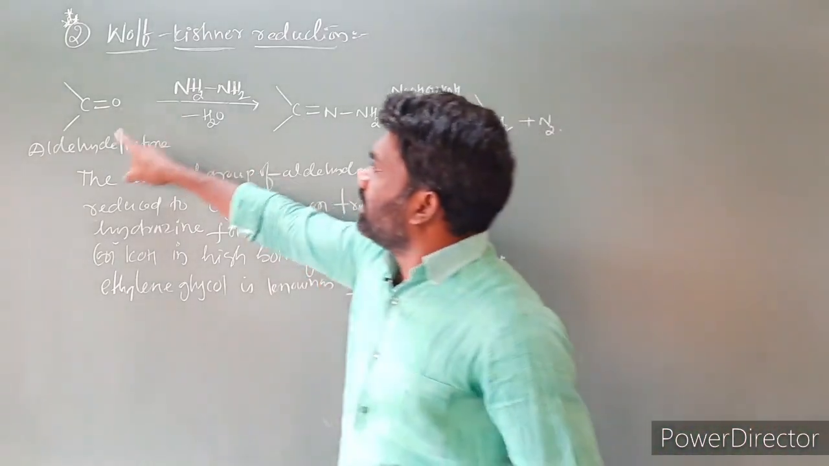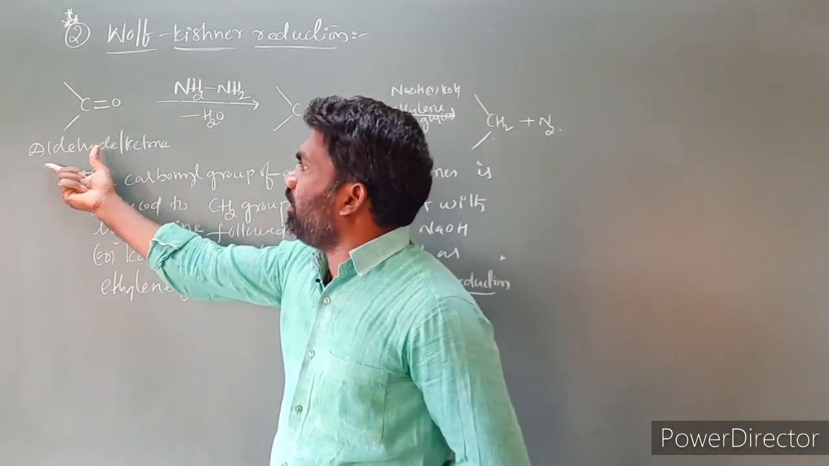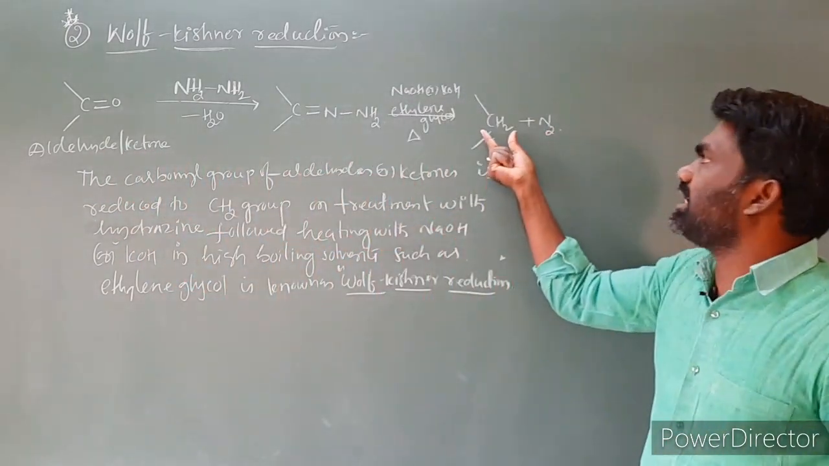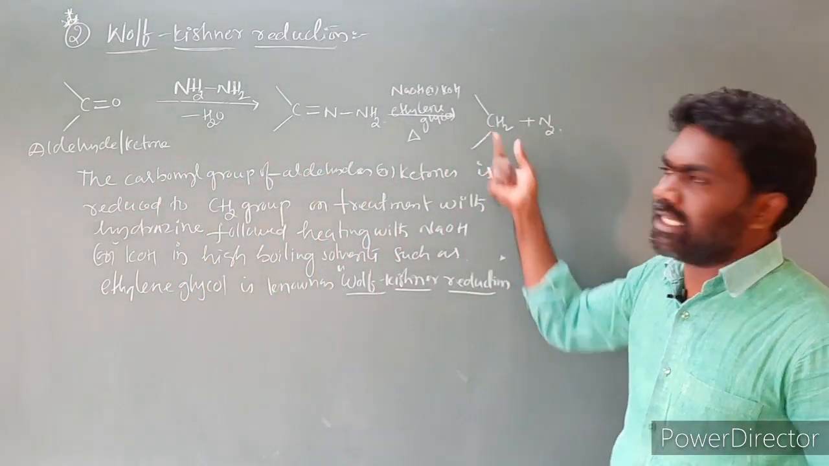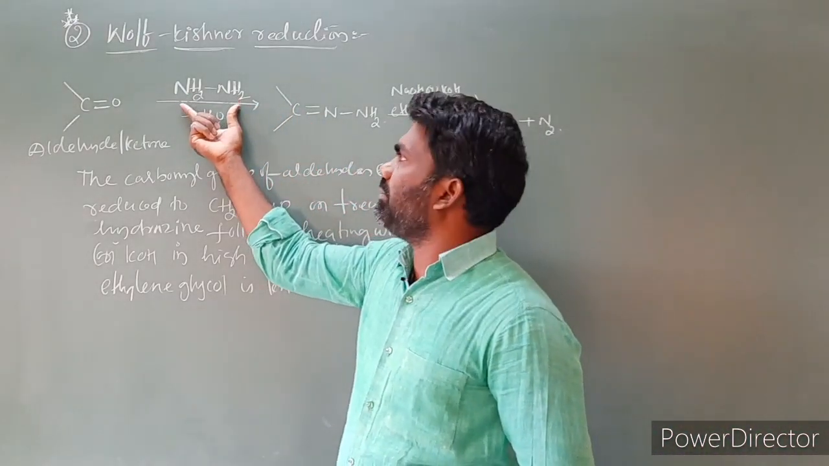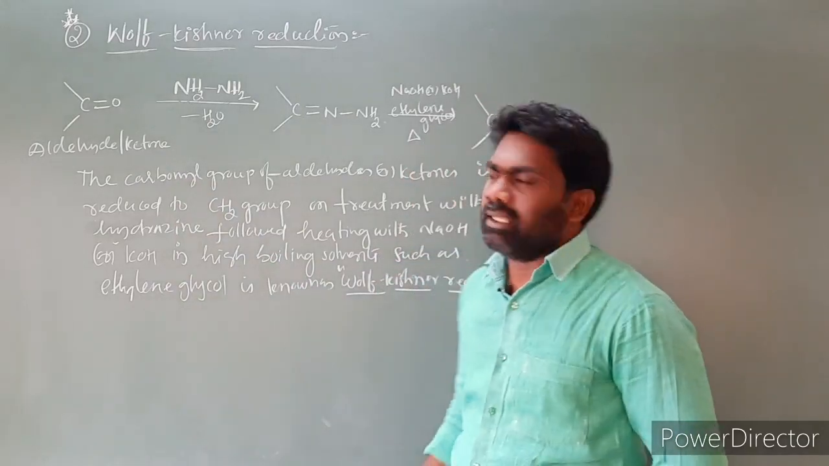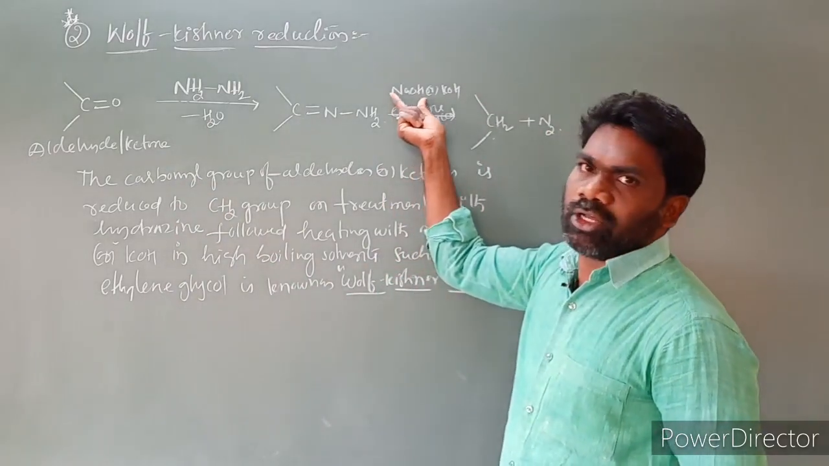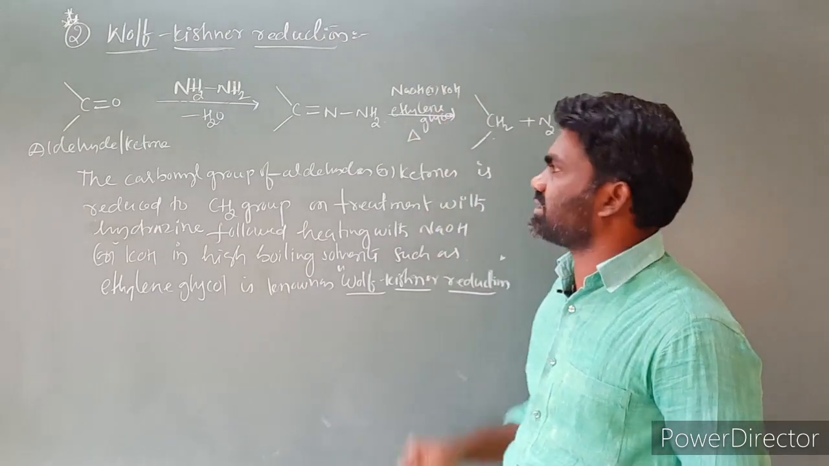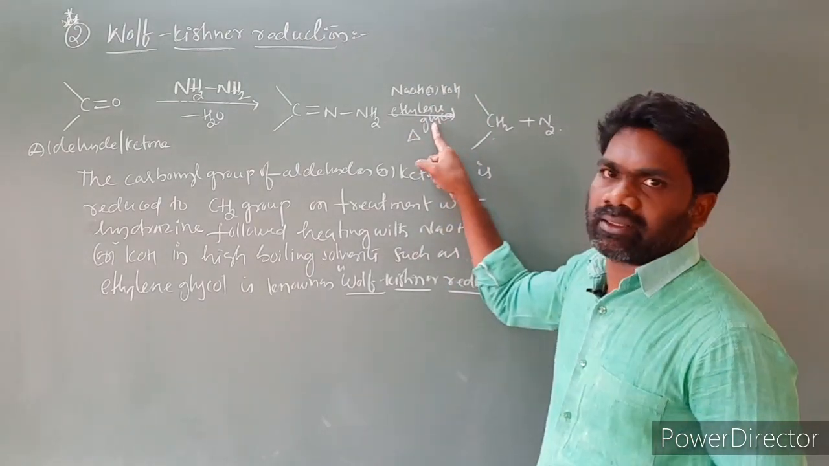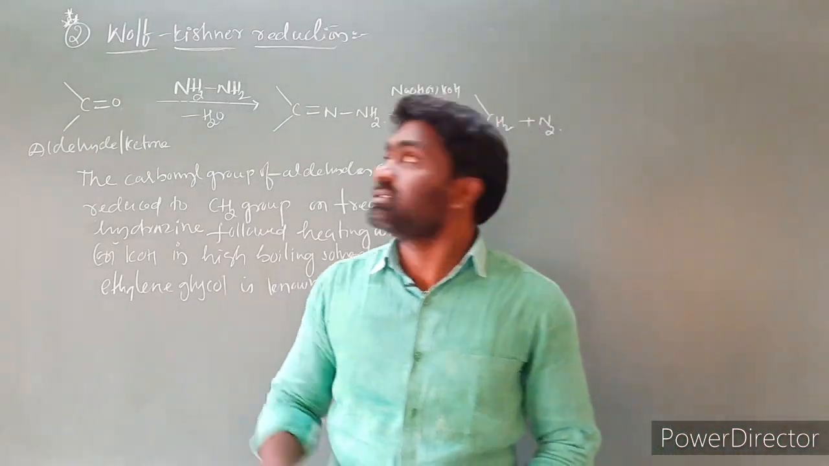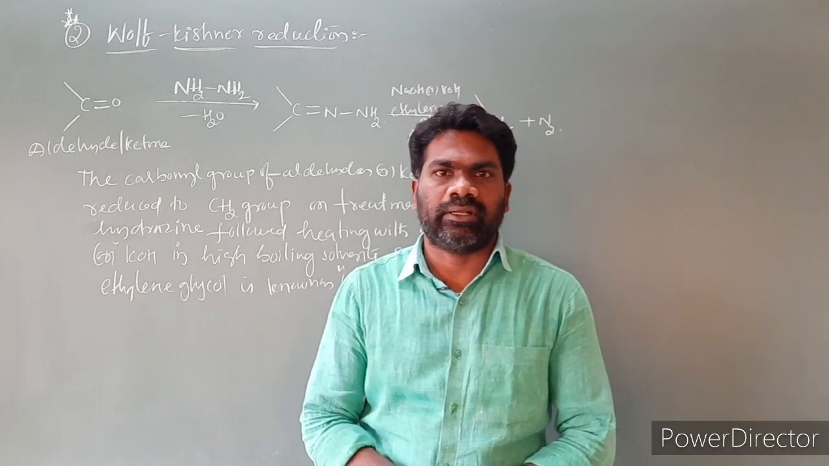Look at one more. The carbonyl group of aldehydes or ketones is reduced to a CH2 group on treatment with hydrazine, followed by heating with sodium hydroxide or potassium hydroxide in high boiling solvents such as ethylene glycol. This reaction is known as Wolff-Kishner reduction. So this is Wolff-Kishner reduction.